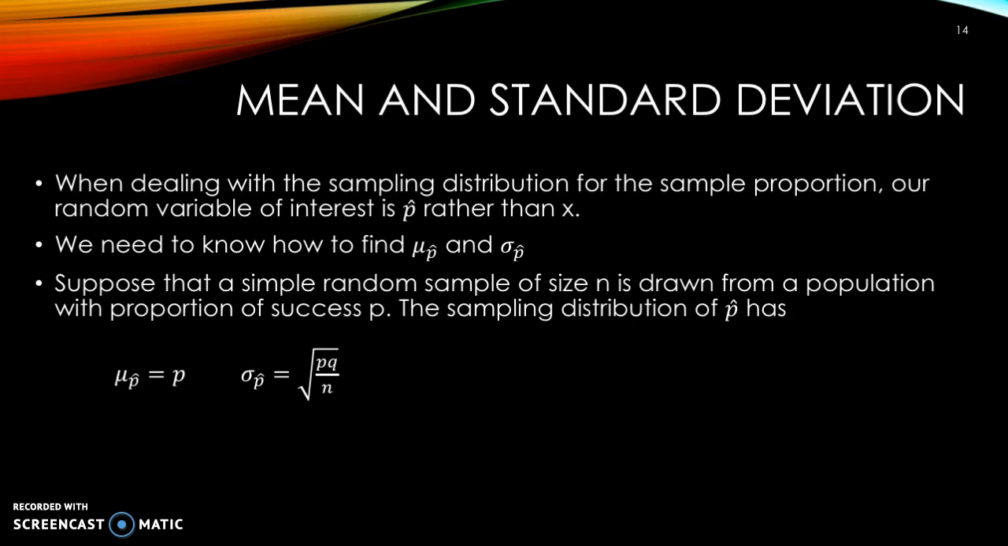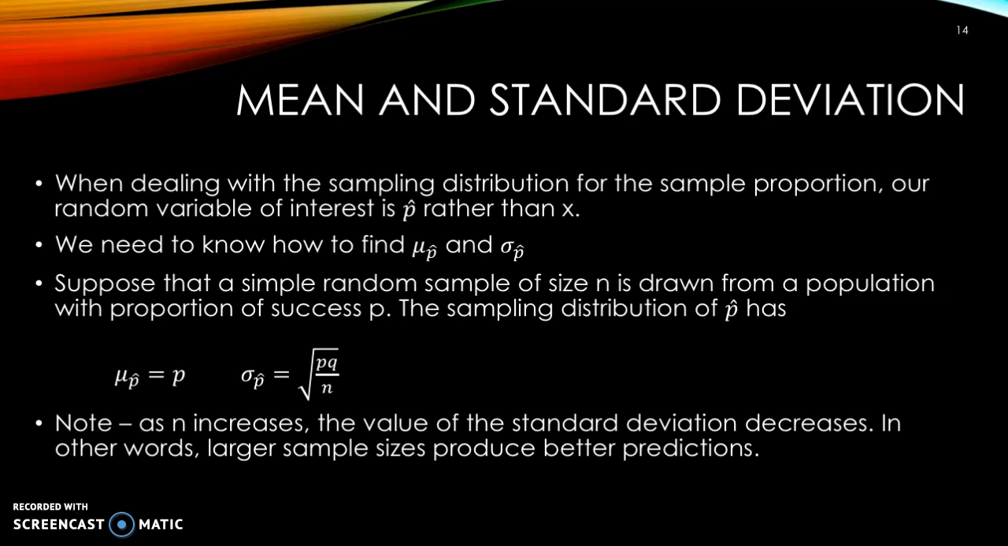If you have a simple random sample of size n, and that sample is drawn from a population that you can assume is normally distributed, you can find the mean for your p-hat by just finding the population proportion of success. That's typically given to you in the context of the problem. The standard deviation for p-hat is equal to the square root of p times q over n, where p is your probability of success, q is probability of failure, n is the sample size.